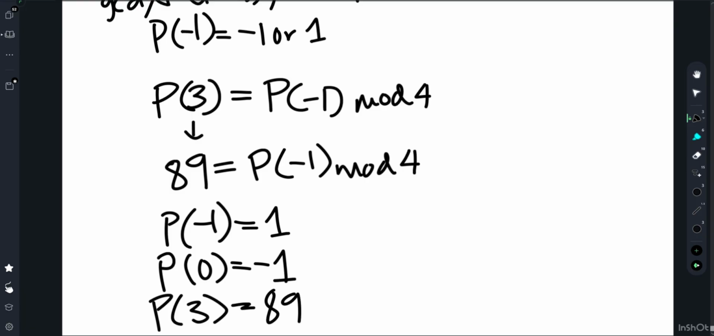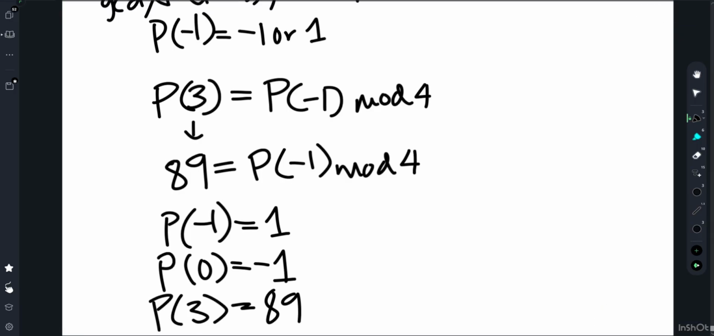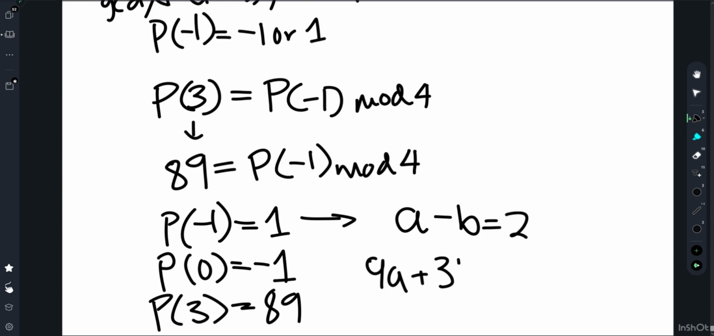And so what we want to do now is that we figured out that, doing this, we get that a minus b minus 1 is equal to 1. And so that means that a minus b is equal to 2. And then we have that 9a plus 3b is equal to 90. So we want to solve the system of equations.